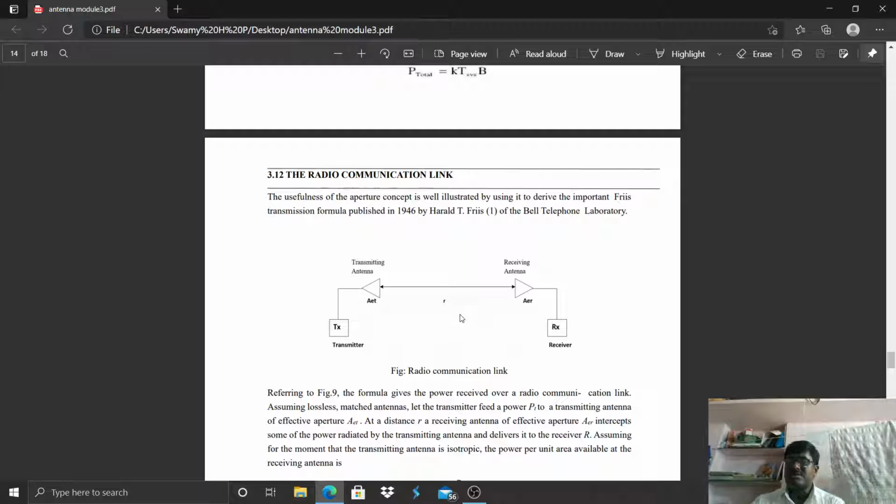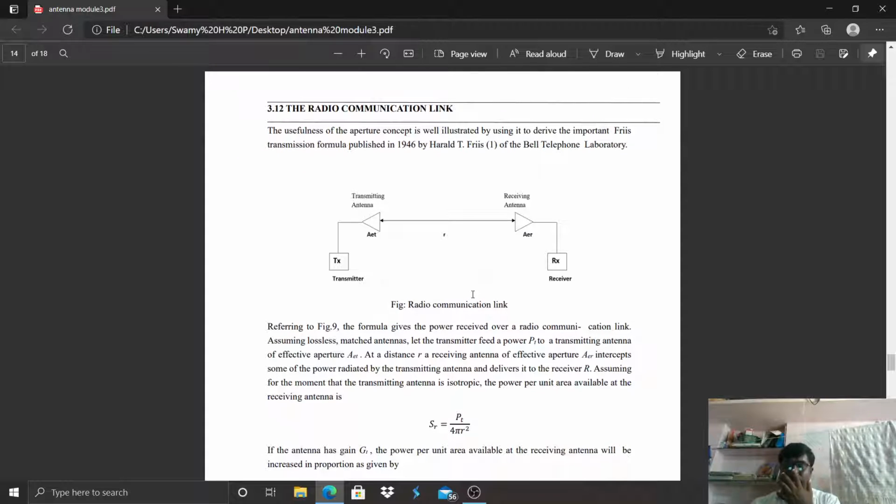This Friis transmission formula was invented by a scientist called Harold T. Friis, one of the scientists at Bell Telephone Company, in 1946. This Friis transmission formula is used to calculate the received power at the receiver over a radio communication link. This formula gives the power received over a radio communication link.